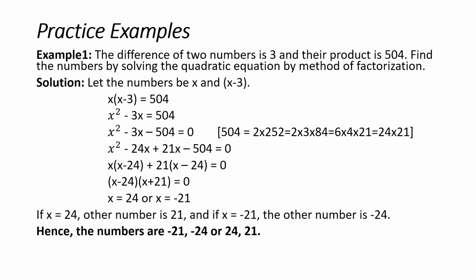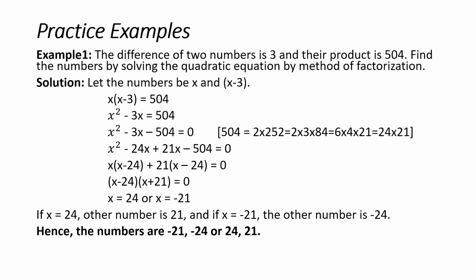Practice example 1. The difference of two numbers is 3 and their product is 504. Find the numbers by solving the quadratic equation by method of factorization. Remember, method of factorization, we find the factors of the given quadratic equation and equate each of the factors to 0.